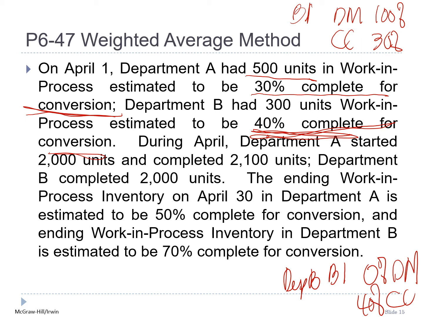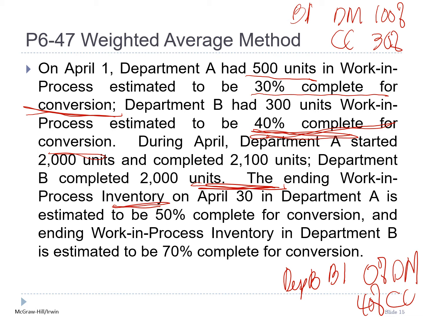Department A started 2,000 units and completed 2,100 units. So, Department A, ang transferred out mo daw is 2,100. Bakit transferred out? Kasi completed na siya. So, Department B completed 2,000 units. Ang transferred out naman, meaning, kasi last department na si Department B, yung 2,000, mapupunta na yan sa finished goods inventory.